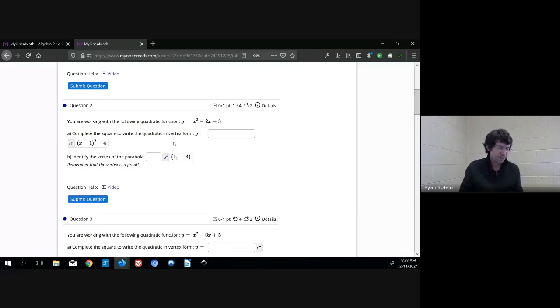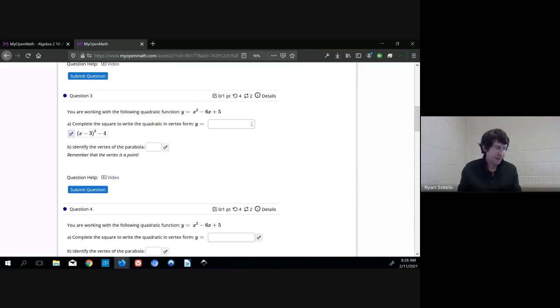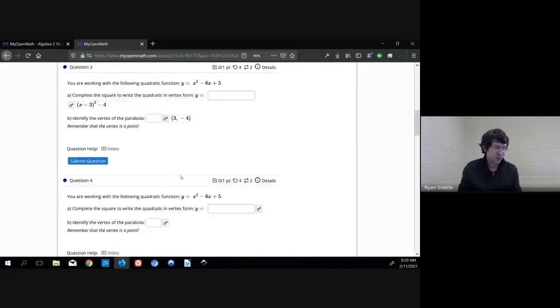And that's it. For this one, okay, half of negative 6, so we're going to have x minus 3 squared. And we have to subtract minus 3 squared. So we're going to have a minus 9, and minus 9 plus 5 makes minus 4. So we're going to have x minus 3 squared minus 4. And then the vertex will be at 3 comma negative 4. Hopefully that's not too bad.